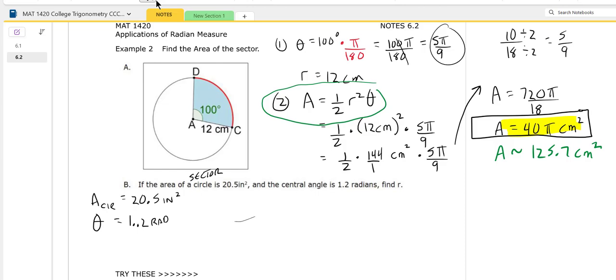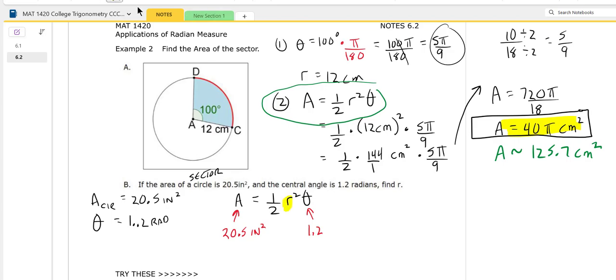So what I'm going to do to solve this problem, we have to find the radius. This is just solving an equation. So let's start by writing down the formula. Area equals 1/2 r squared theta. And then we're going to plug in what we were given. You were given the area of the sector was 20.5 square inches. You were given that theta was 1.2 radians. And that's important. It's already in radians, so we don't have to worry about converting it.